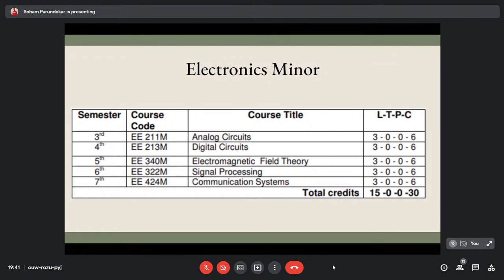In the third semester, we have analog circuits. The fourth sem, we have digital circuits. Then electromagnetic field theory in the fifth sem, signal processing in the sixth, and communication systems in the seventh. We'll be going into the details of analog circuits and digital circuits in specific, because we have actually done those courses. As for this entire minor program in general, I would highly recommend you to go to the course website and read what contents are included in each of these courses before you make a decision of opting in for this minor or opting out.